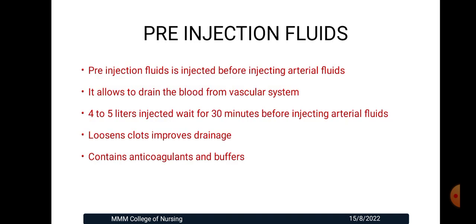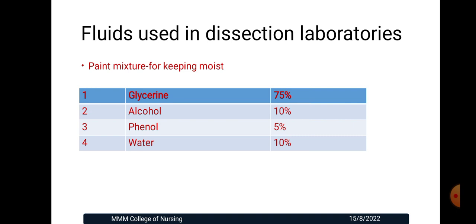Pre-injection fluids are injected before injecting the arterial fluids. It allows draining the blood from the vascular system. 4 to 5 liters are injected, then wait for 30 minutes before injecting the arterial fluids. They loosen the clots, improve the drainage, and contain anticoagulants and buffers. Fluids used in the dissection laboratory, paint mixture for keeping moist: glycerin 75%, alcohol 10%, phenol 5%, water 10%.